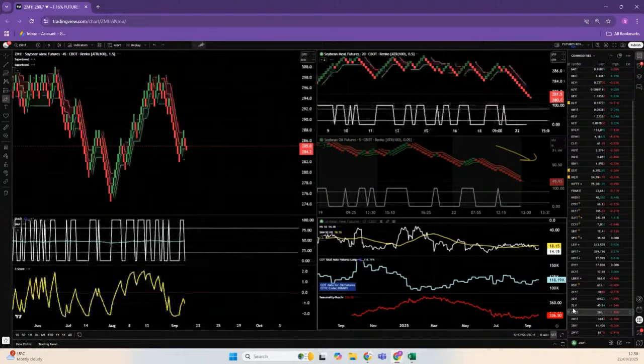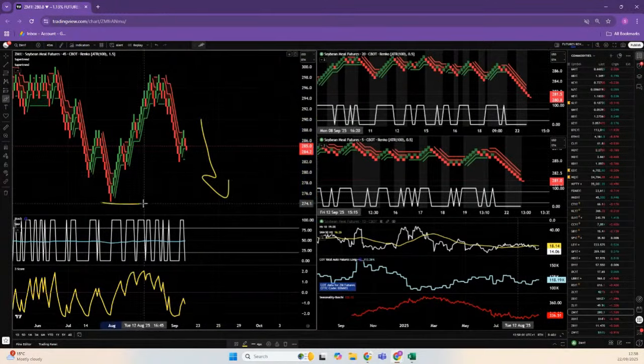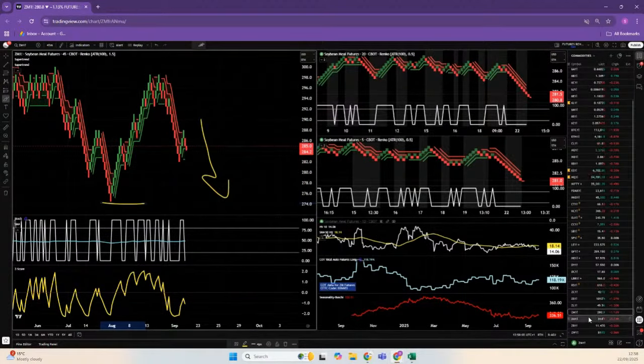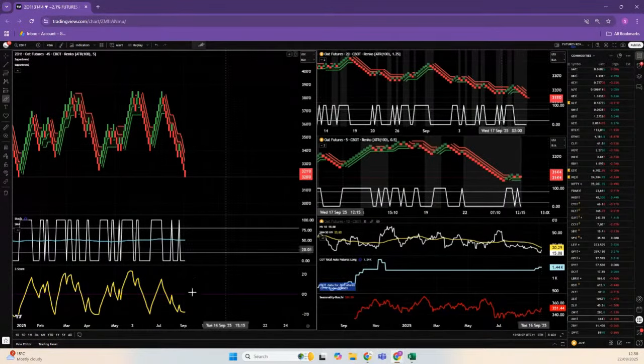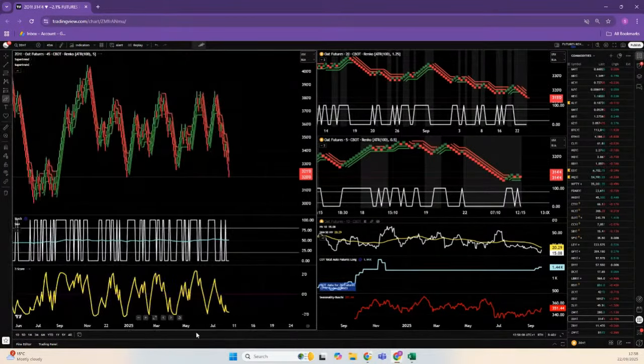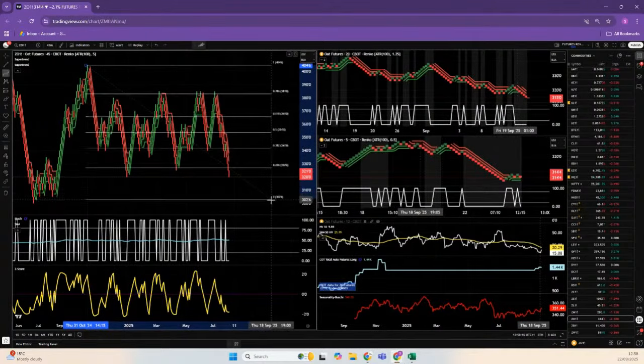Then meal, again, I think that's weak down to that 270, mid 270 area. Oats, looking range bound, which it can do. Oats is a nice one to catch ranges on.